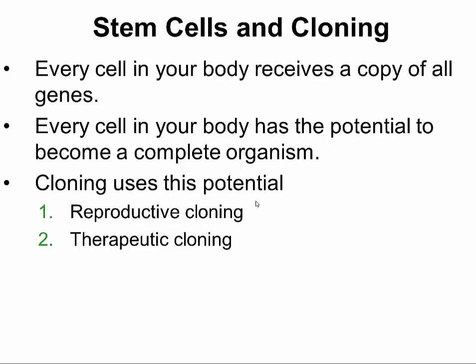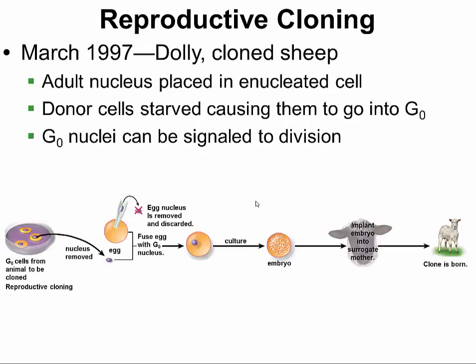It's an interesting idea in biology, but through the process of gene regulation, cells do differ, but each one has a complete copy of the DNA. Cloning uses this potential, and we have 2 types of cloning, reproductive cloning and therapeutic cloning. They're very similar with one difference towards the end of the process. In March 1997, it was a big deal when Dolly, the first sheep, was cloned. Dolly was cloned using a process referred to as SCNT, somatic cell nuclear transfer.